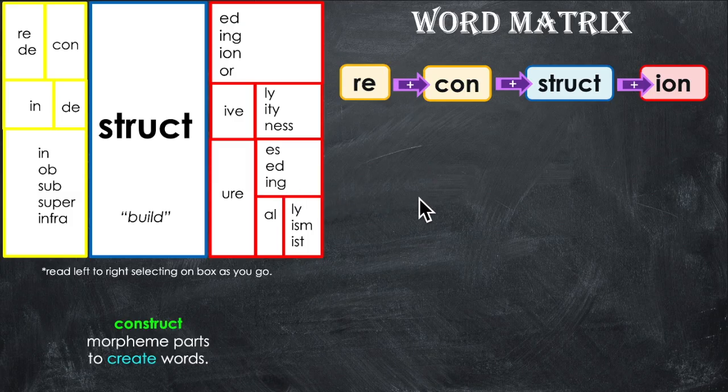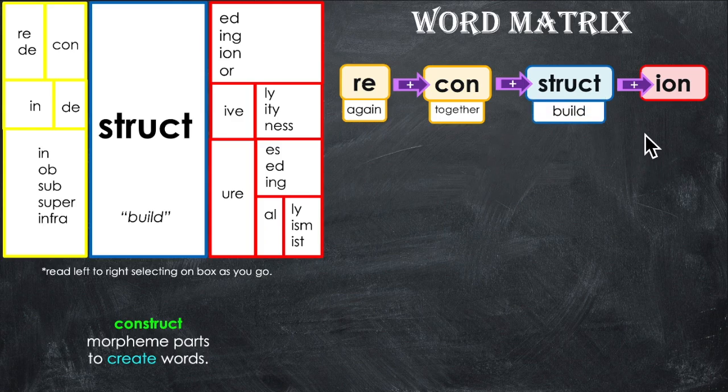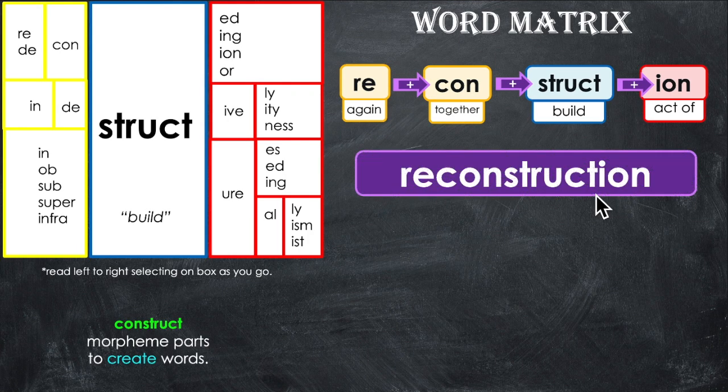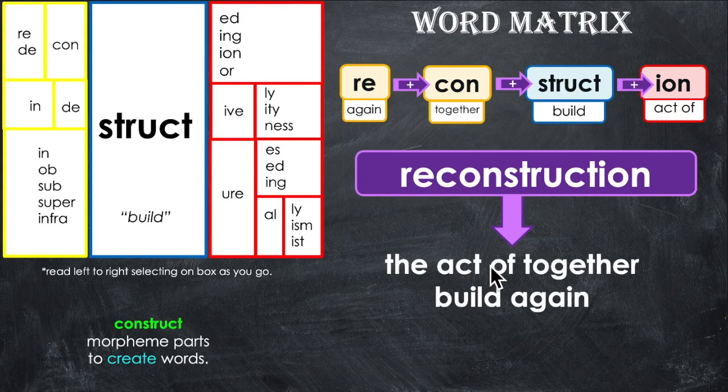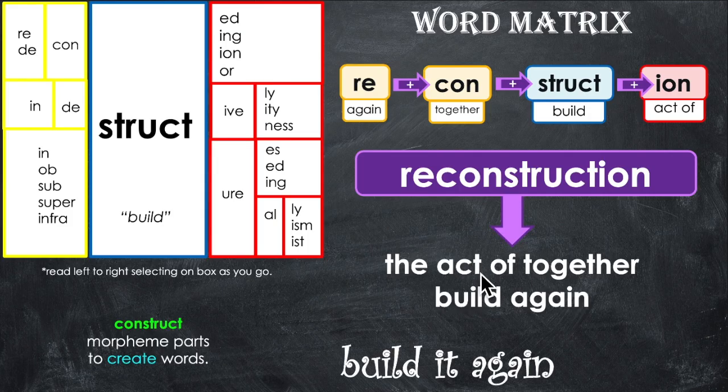So if I take those pieces, then I have re means again, con means to do together, struct is to build, and ion is the act of doing so. So I've just built the word reconstruction, and if I take my pieces over, then I think, okay, this is the act of building something together or putting something together again. We do have to talk about it a little bit to put it into a more kid-friendly term, but from that you can glean that, oh, reconstruction is to build it again or put it together again.